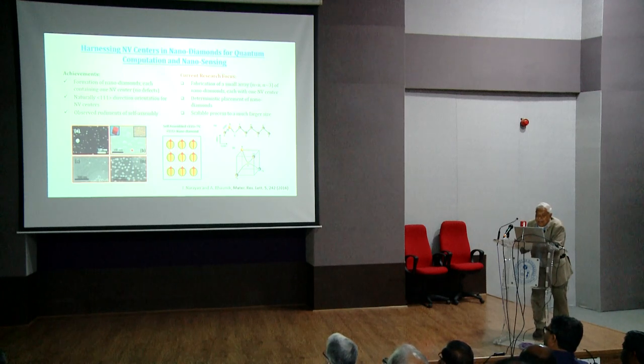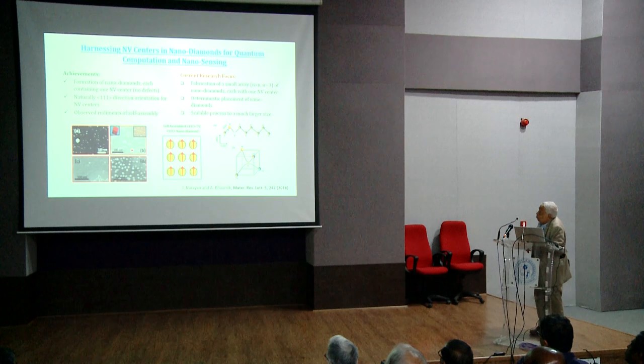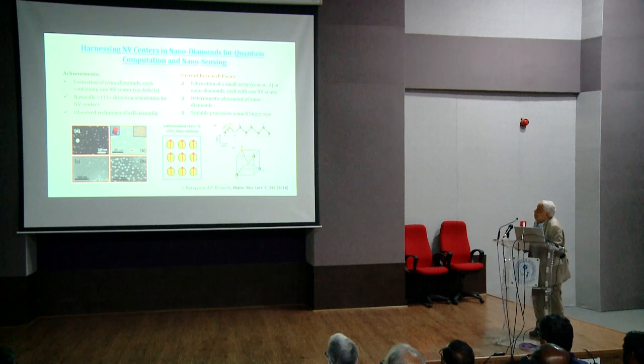Harnessing NV centers in nanodiamond, I was saying you can create these qubits. So if you look at this unit cell, you put one vacancy and one nitrogen in this diamond tetrahedra. And if you put this unit cell, one-eighth of a unit cell, in one of these 5-nanometer diamonds, then it becomes a qubit. And for quantum computing, you need to self-organize them so that they can entangle.